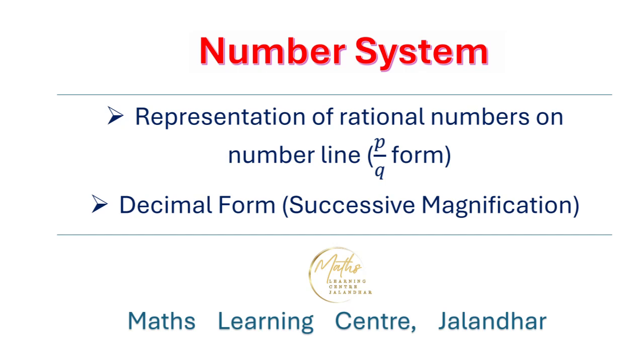In this presentation on number systems, we are going to talk about the representation of rational numbers on the number line when the rational number is given in the form p by q. And second, we are going to discuss successive magnification, that is, when the rational number is given in the decimal form.